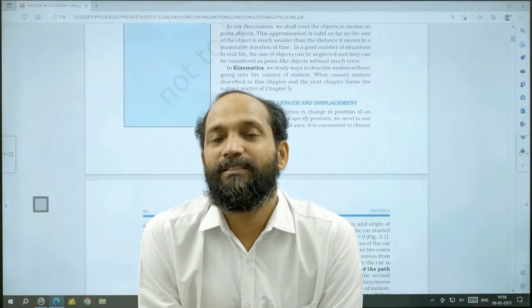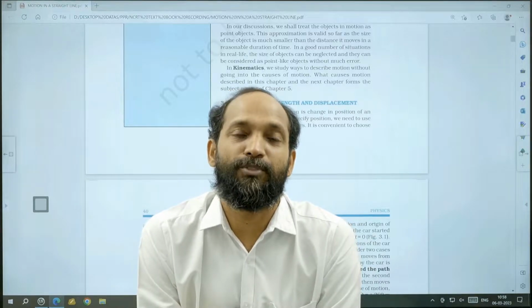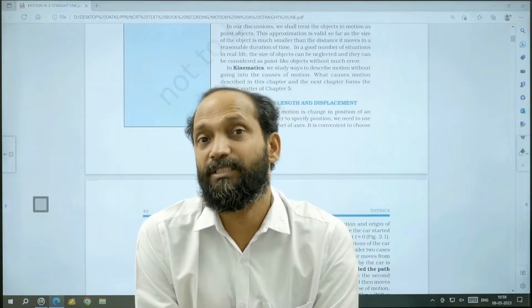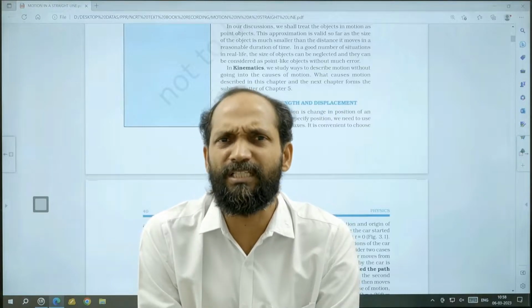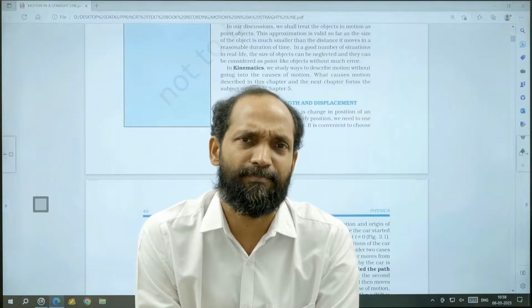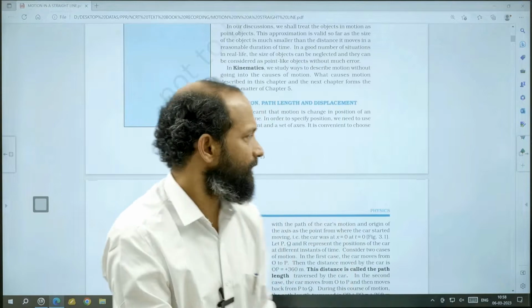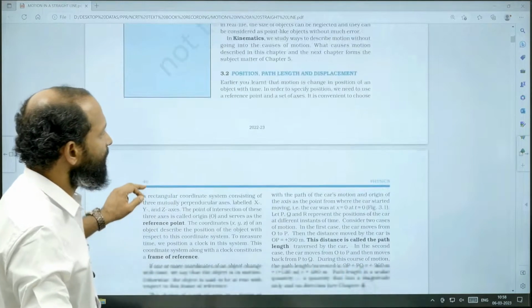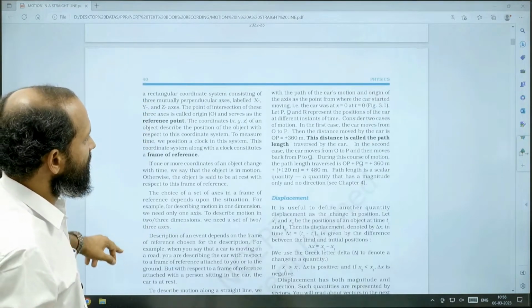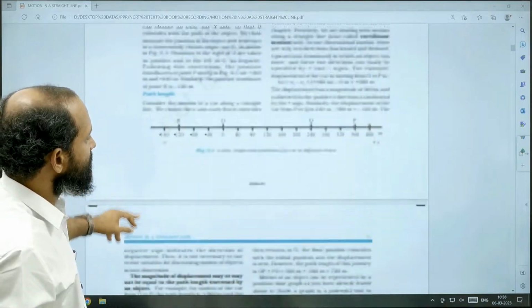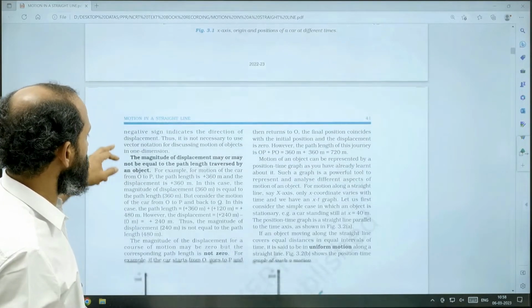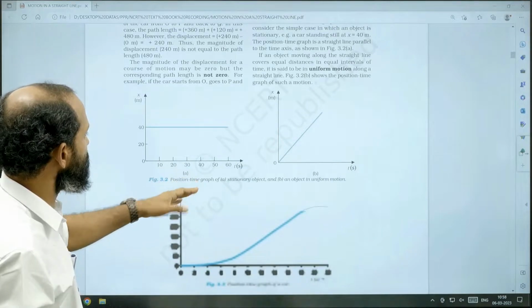Then we discuss bodies which are projected in air, motion under gravity, motion in a straight line, only in this chapter. Okay, let us continue. Position, path length, displacement, velocity, speed, all these type of problems are important. These graphs are also important.